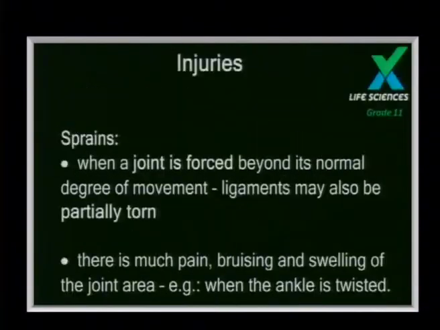Gliding is the wrist. Ball and socket is full rotation. Which one have I missed? Oh, pivot joint. So there are all our joints, and now we go on to sprains and injuries.